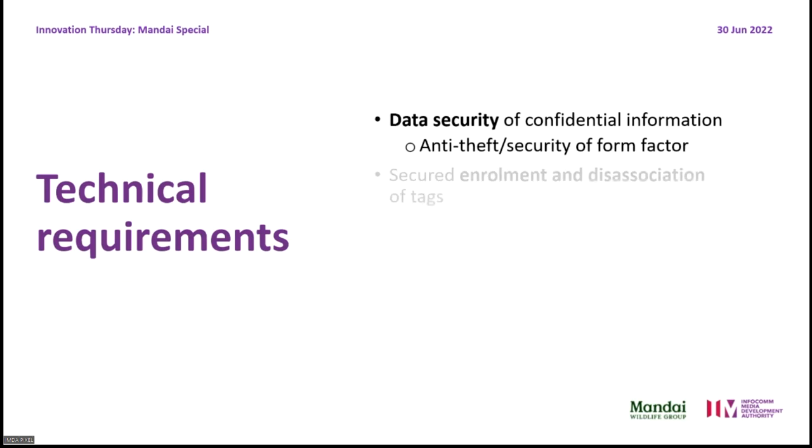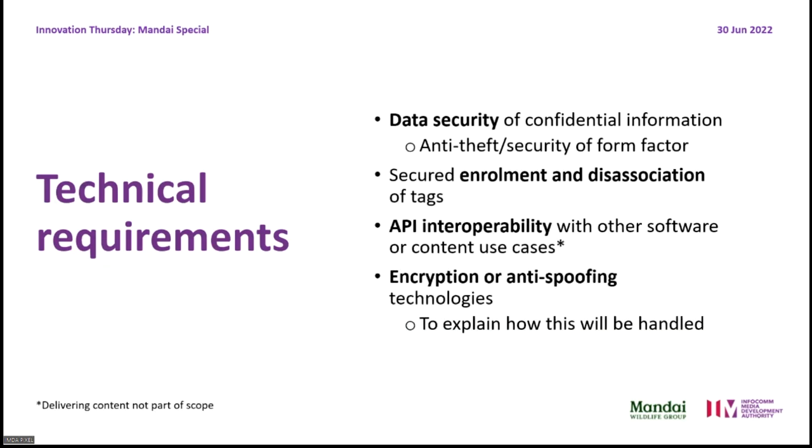Yeah. So some technical requirements will be data security. The second one will be the enrollment and dissociation of tags. So if it's reusable, are we able to enroll it to, let's say, a specific ID and then dissociate it? And then we have a lot of other software and content use cases, right? Are we able to synchronize everything together to make it seamless? And of course, the encryption, because we are going to have a lot of information in that tag itself.